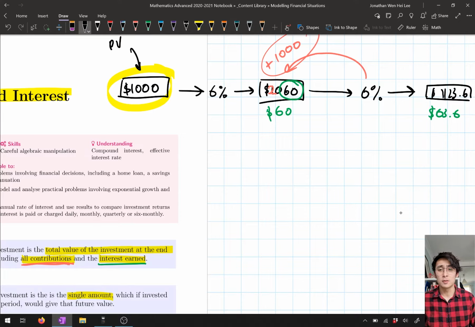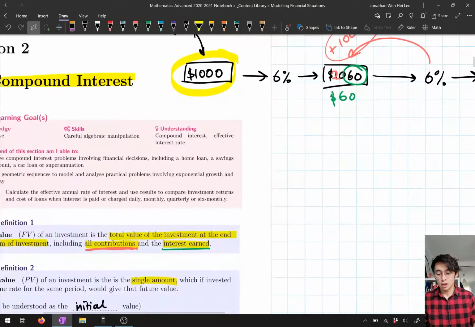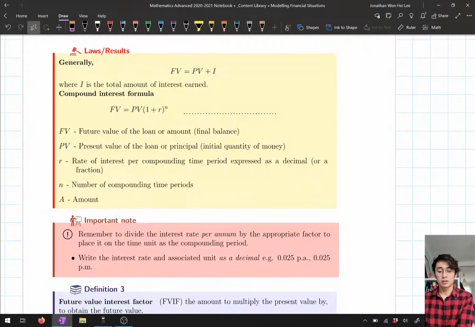Okay, so this is a few bits of terminology we need to know that we actually can apply in this section of compound interest. So let's flip over the page and let's have a look at this first section here. So laws and results. Generally, if you want to calculate future value, the formula that you would use is just present value plus the amount of interest that you accrue. So here, I is the amount of interest that's earned.